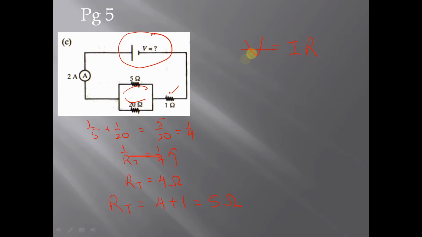Sorry, there's a mistake here. Because this V is from the source, as I told you in the previous lesson, the R must be the total resistance. The source is unknown, but I is 2 ampere, total resistance 5. So that is equivalent to 10 volt. So that's the answer.